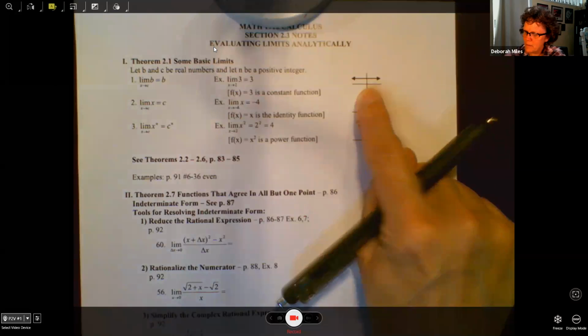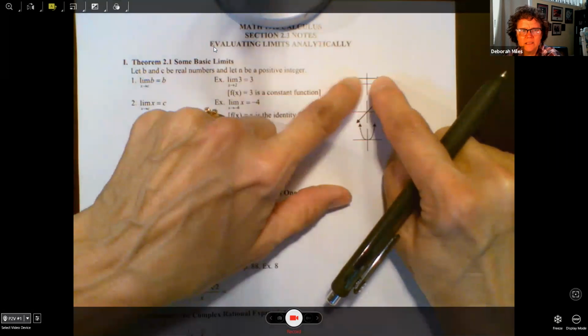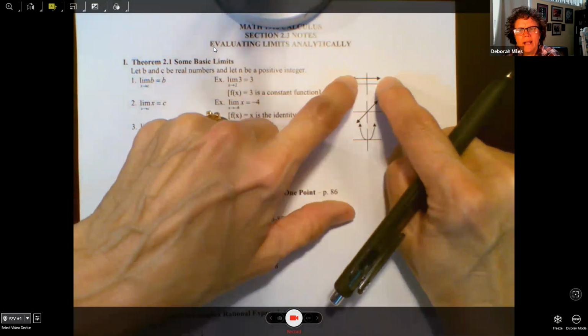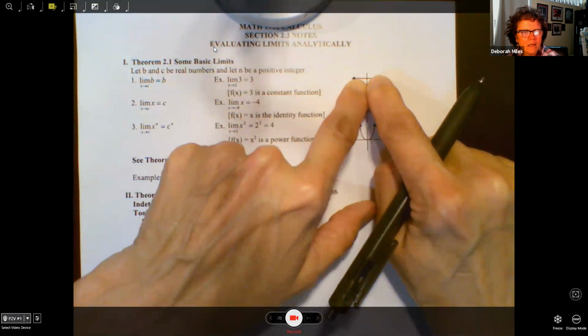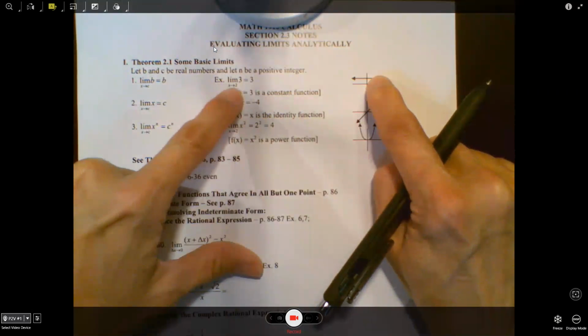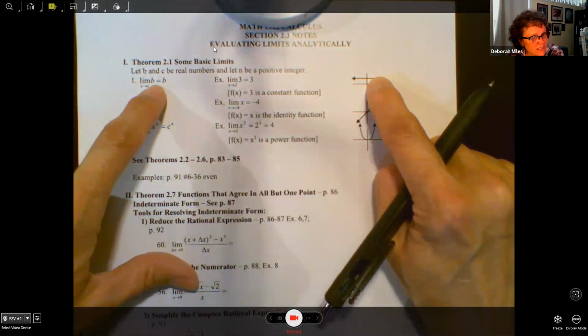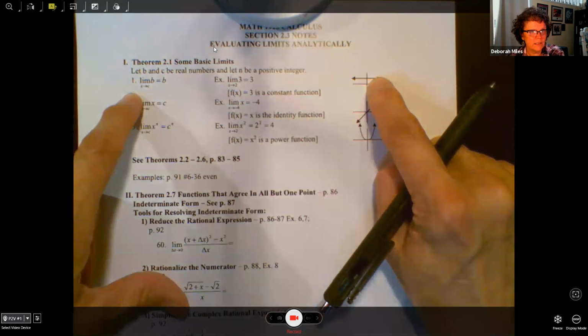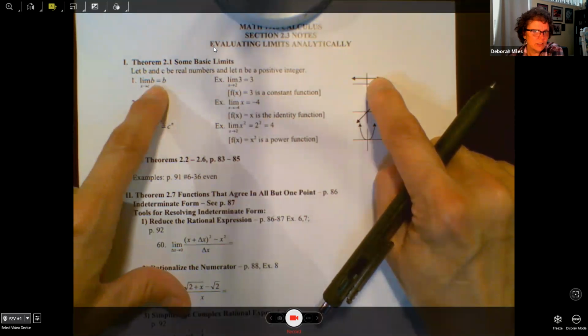Did anybody answer that? What are all of my y's no matter what x I'm looking at? 3. They're 3. So the limit of a constant function, no matter what x is approaching, the limit of a constant function is just the constant.